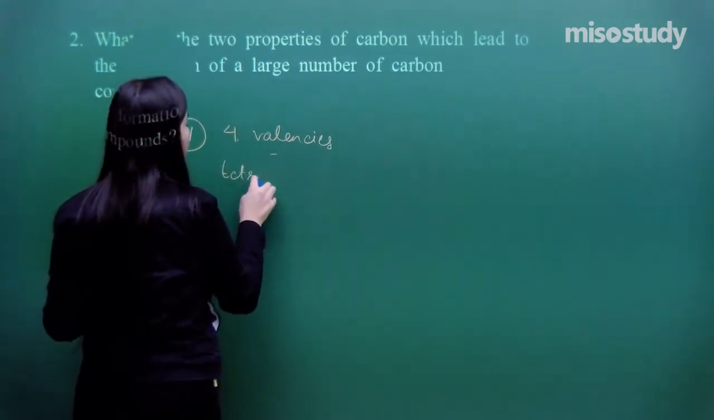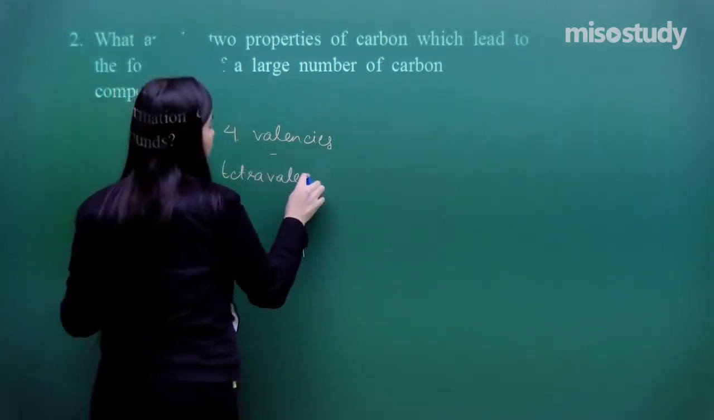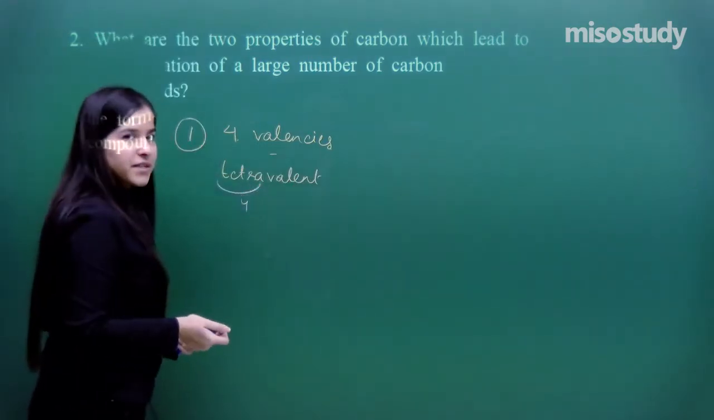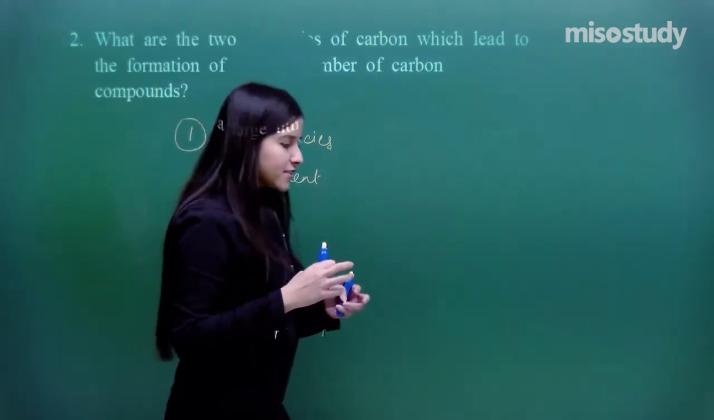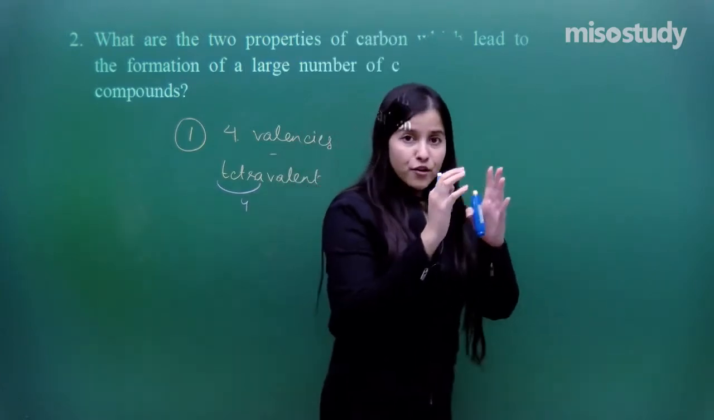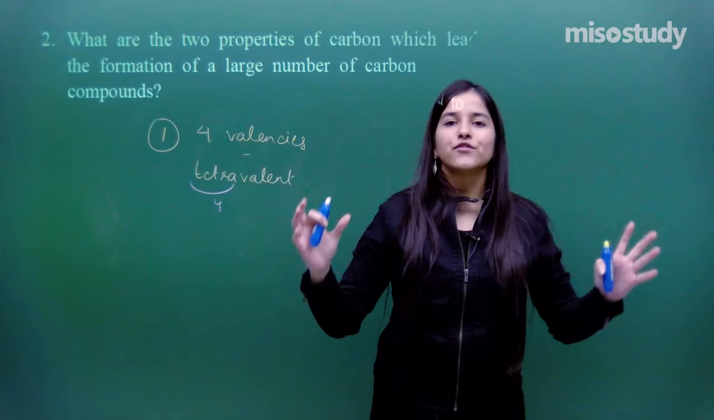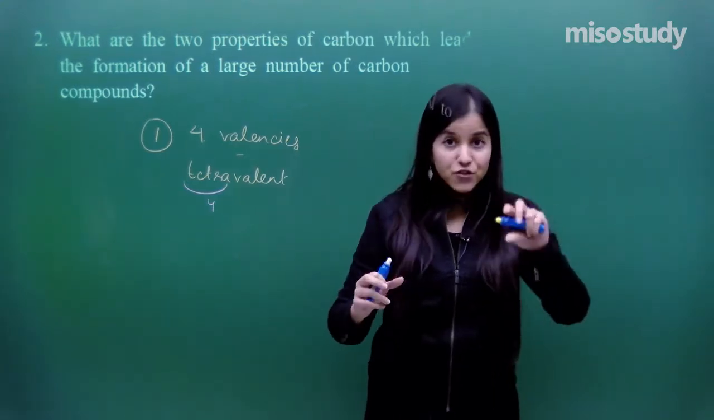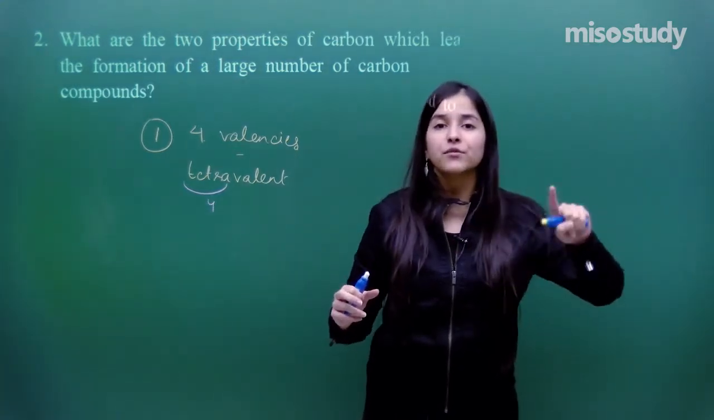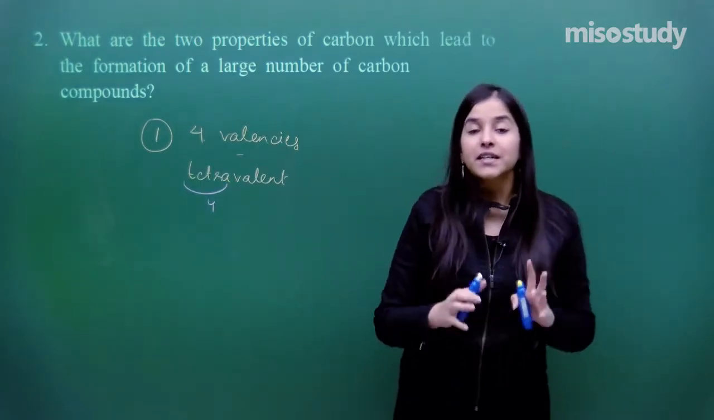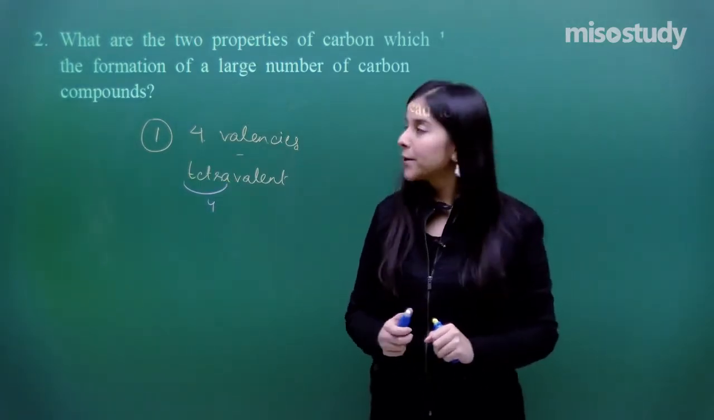It is also known as tetravalent. What is this term tetravalent? Tetra means 4, valent means having valencies. That means it is capable of having 4 vacant spaces which can lead to the formation of various kinds of structures, each carbon being capable of joining with 4 other atoms. That is how it can form a gigantic network of atoms.